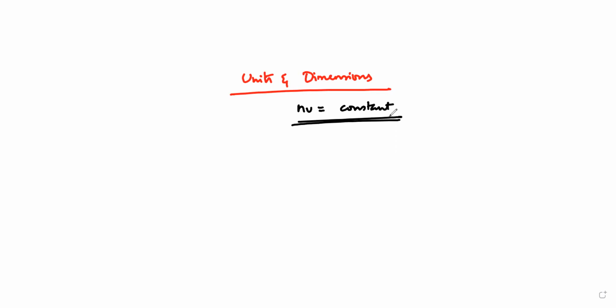Today we will talk about units and dimensions. First of all, the first thing that we need to know for our exam: n u is equal to constant. Mostly questions are asked from this concept, and of course dimensional formula. For example, there is a question like this.